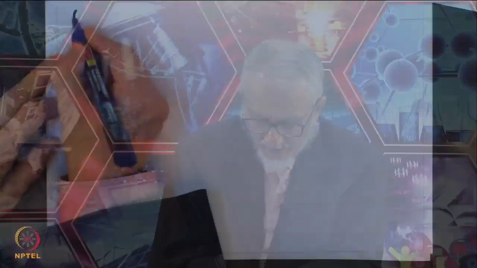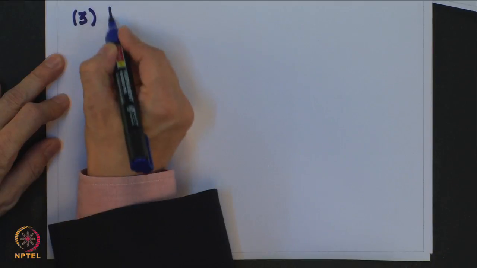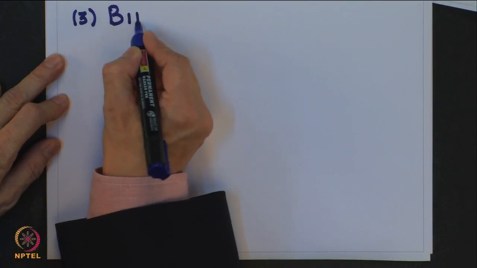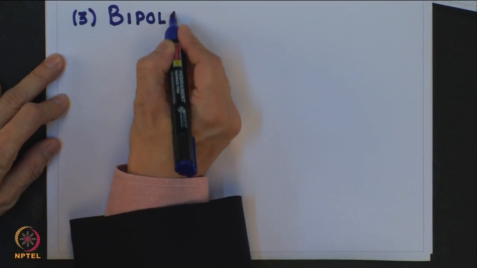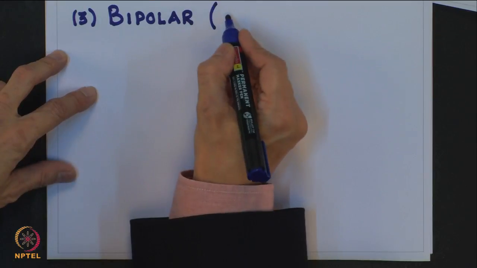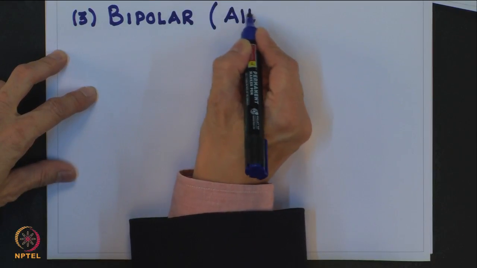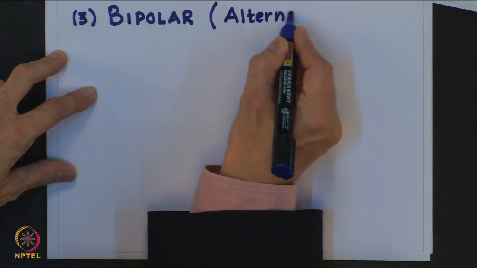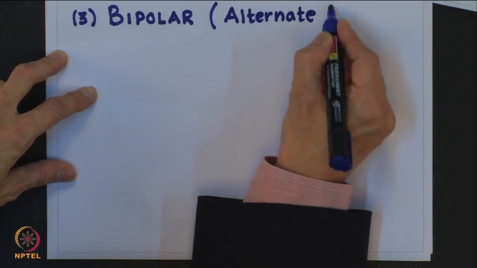Now, another form of line code is what is known as bipolar format, or it is also known as alternate mark inversion.